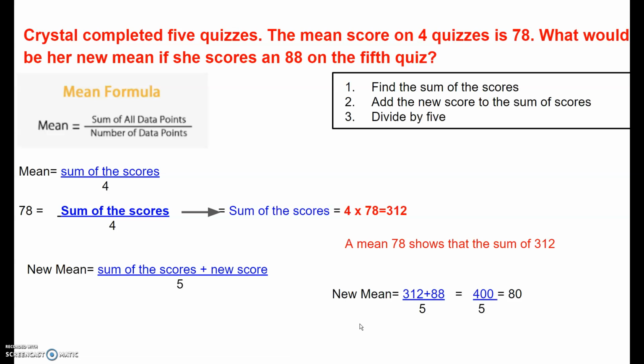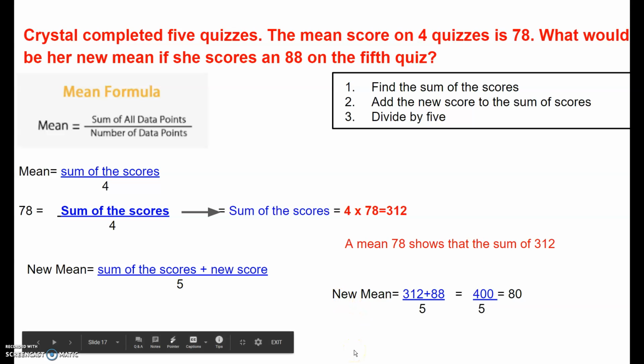So our new mean is 312 plus 88 divided by 5. 400 divided by 5 is going to give us 80. So our new mean is 80. Pause the video if necessary and write down any information that you need.